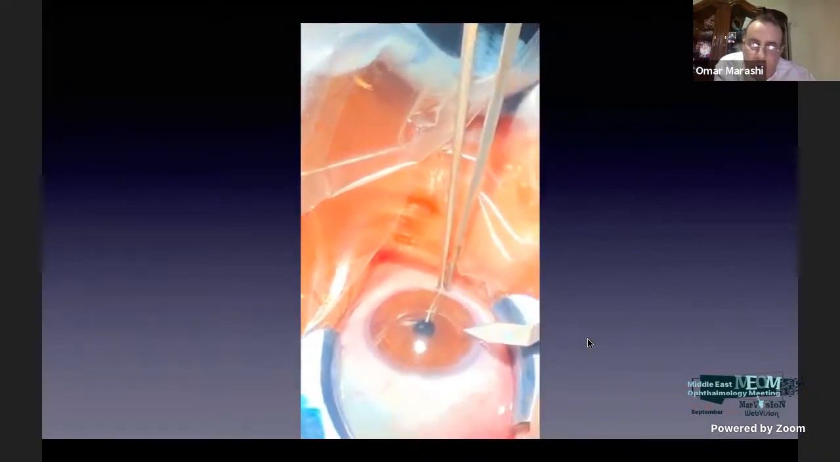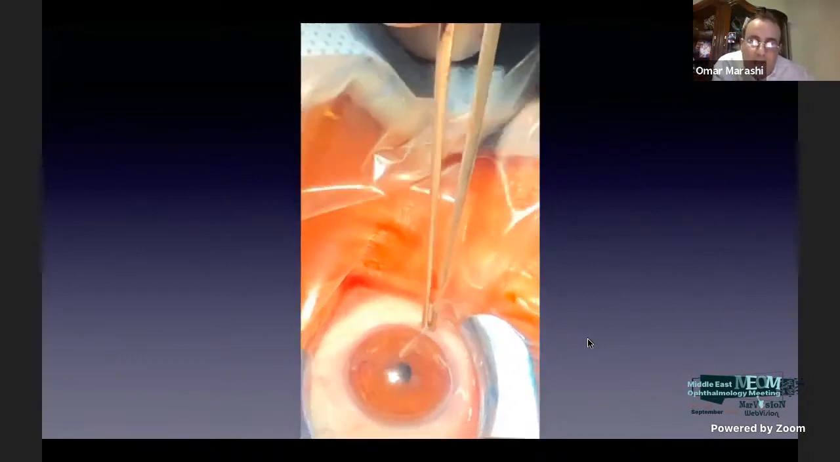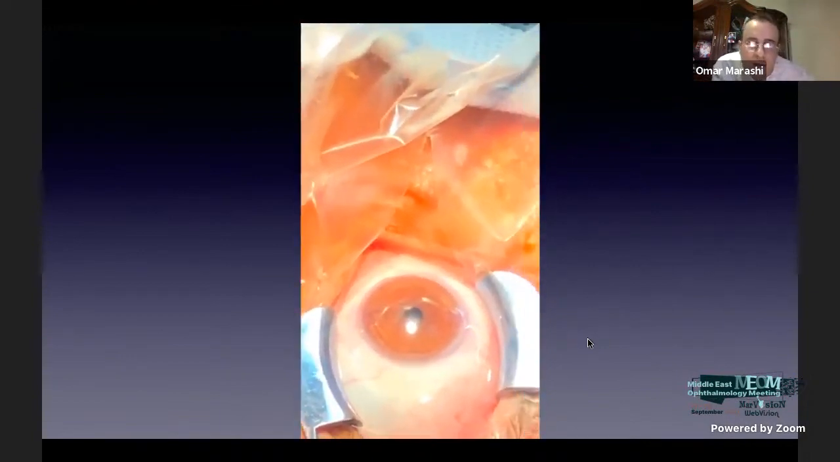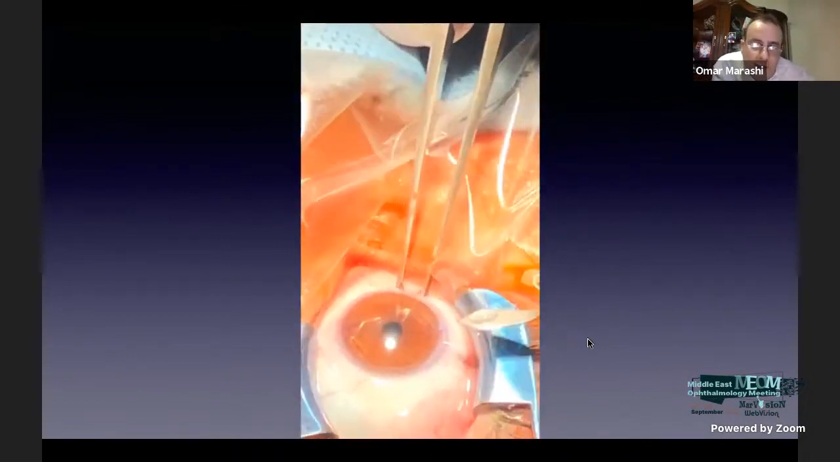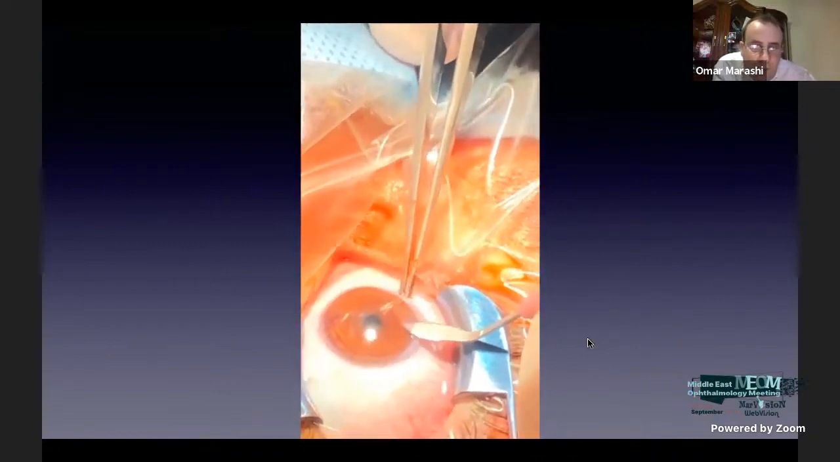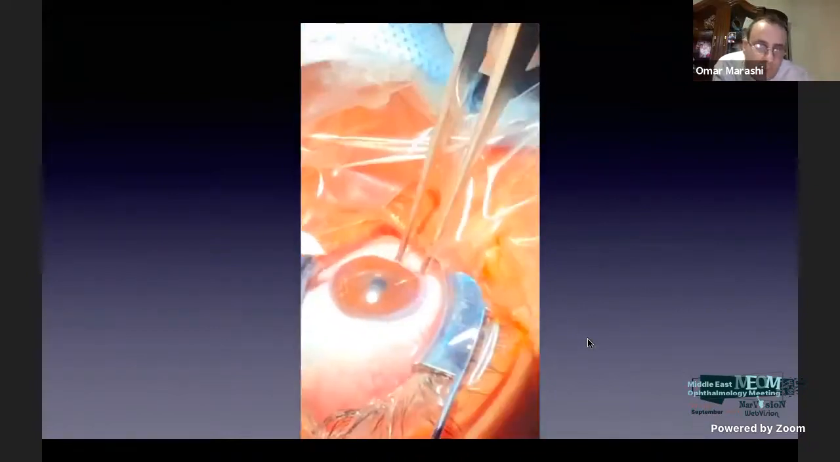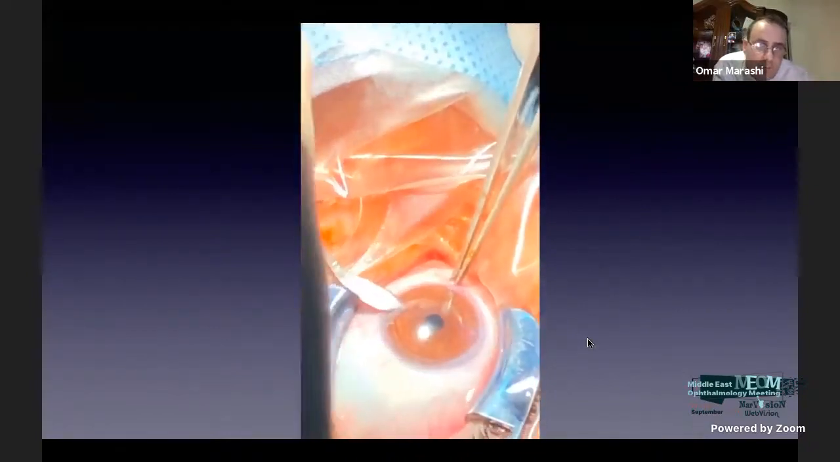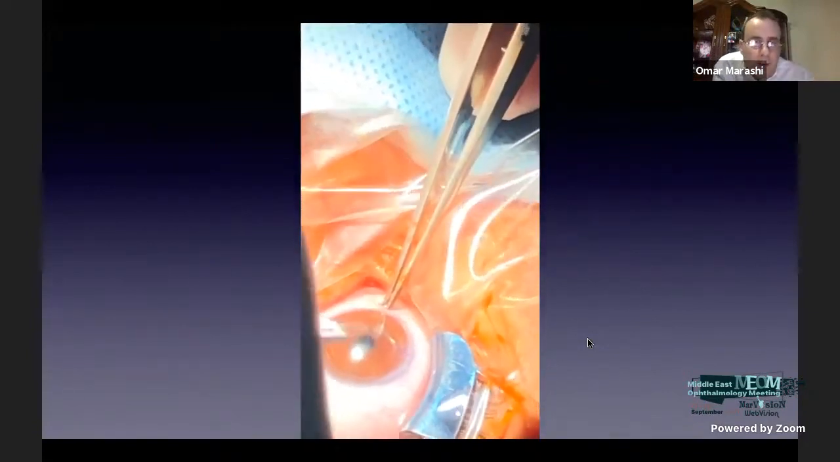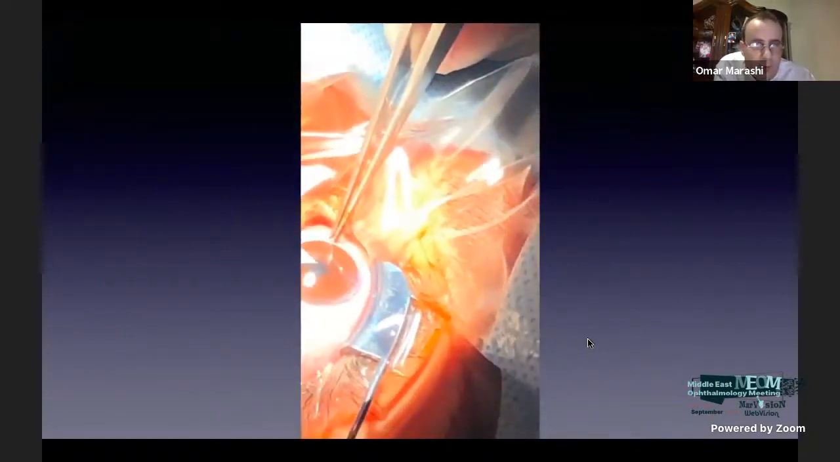If you open the wound completely, you simply cannot do the second wound. Here, I change to a larger blade, and I go till the end. I open them till the end. If you've noticed, I open the lateral, the peripheral ones first. This is the first one. This is the second one. Then I open the ones closer to the pupil.